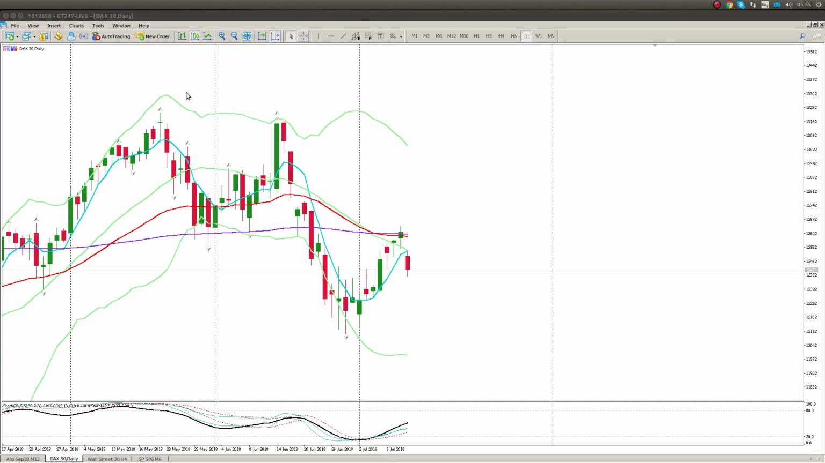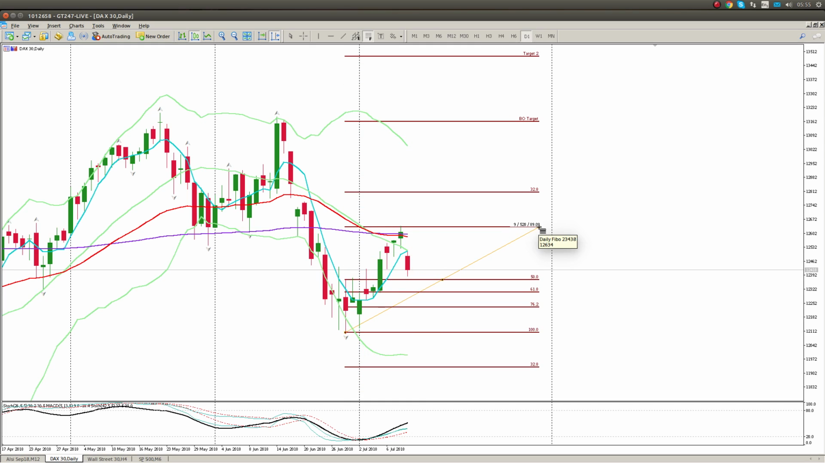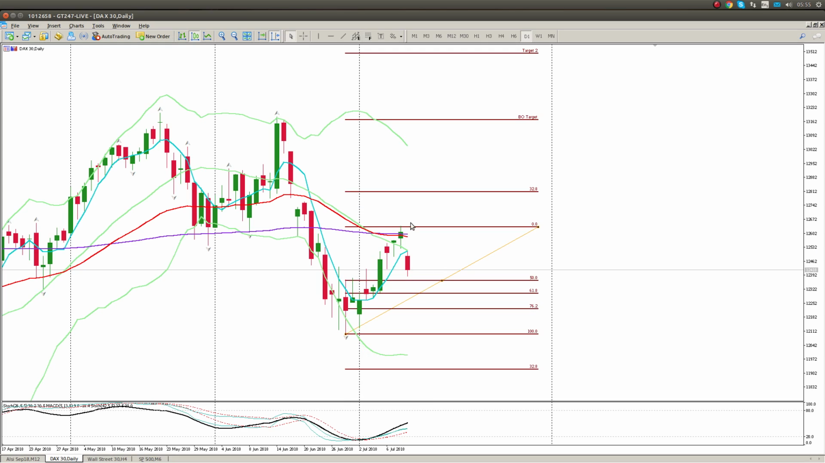So the DAX did turn off the 200-day moving average. Okay, so we got the 200-day moving average and we bounced off it. Now, there's two chains of thought here. Okay, now the first one is, is this going to continue down to the downside? Okay, so was that a retest of the 200-day moving average?